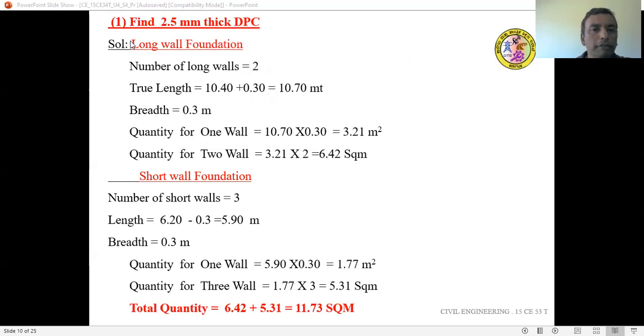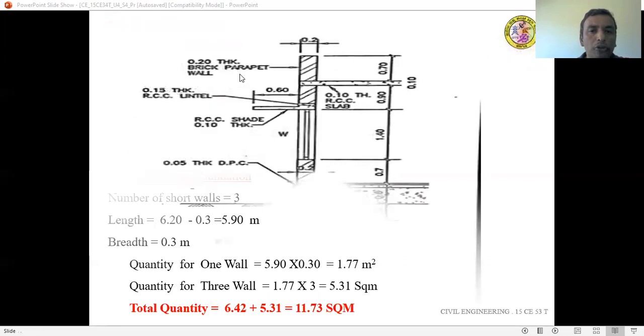Okay, first finding the quantity of the DPC, 2.5 centimeter thick. Here you have to calculate the long wall quantity and also the short wall quantity. First you have to find out the long wall quantity for the DPC. Number of long walls for the DPC is equal to 2 numbers.